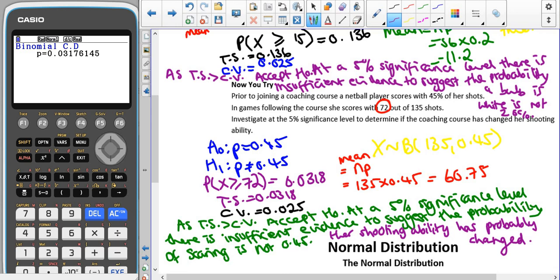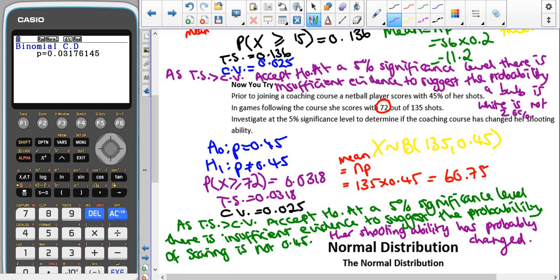So our H0 is that it's the same, it's still 45%. Our H1 is that it's not 45%, if it's changed. The distribution that we're looking at is X squiggle B(135, 0.45), where 135 is how many shots she takes, and we're testing the probability of 0.45. In order to determine if we're looking at greater than or equal to or less than or equal to, we have to look at the mean, which is np, which gives us 60.75. We have more than we expected because 72 is more than 60.75. So that gives us a probability of 0.0318.